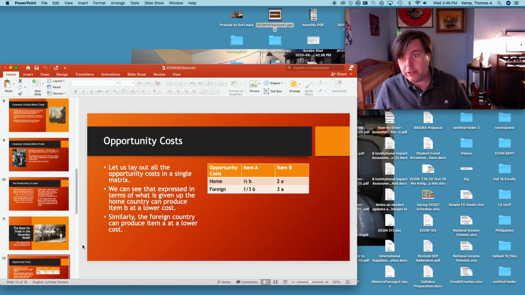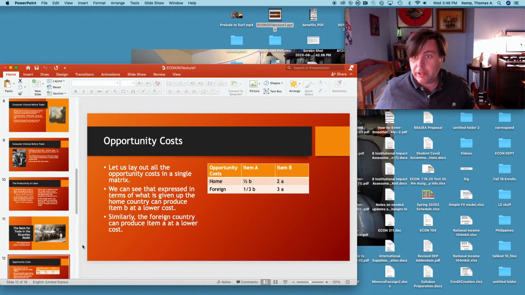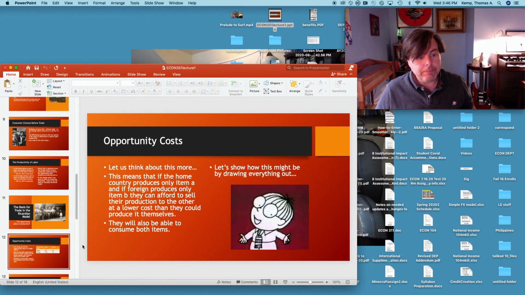My cat is sitting here on my lap. See, yeah. So he's decided this is a good place to be right now. So he's getting an economics education. All right, so let's keep rolling.